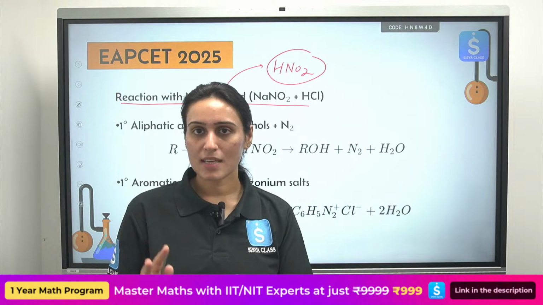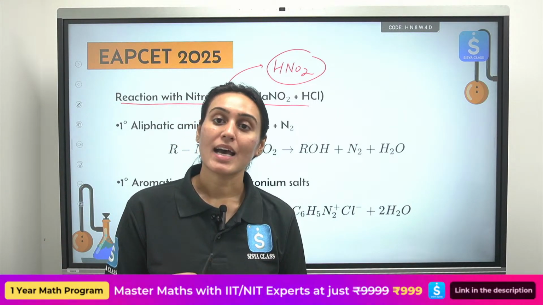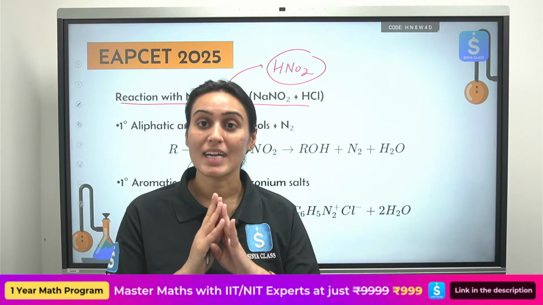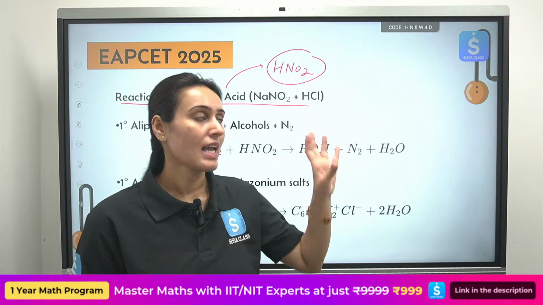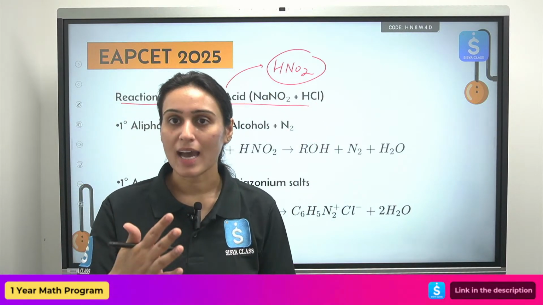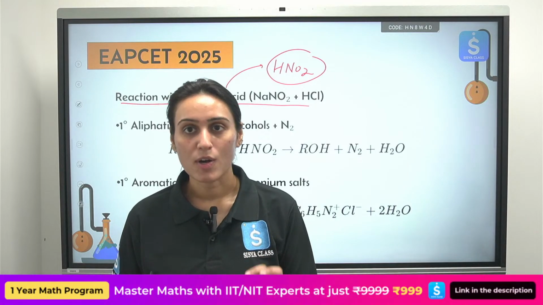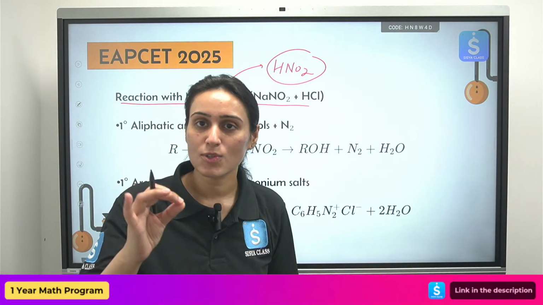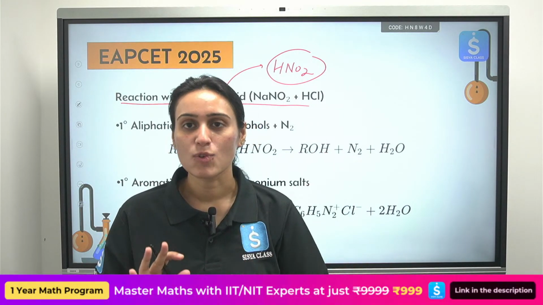So sometimes, in most of the cases, they will write NaNO2 plus HCl. But otherwise also, if they write HNO2, don't get confused. They are talking about diazotization only. Okay. Please understand, HNO2 is not added directly. It is prepared in situ in the reaction. So if the examiner wants to confuse you, he or she will write HNO2 on the arrow. Don't get confused. It is same as NaNO2 plus HCl.